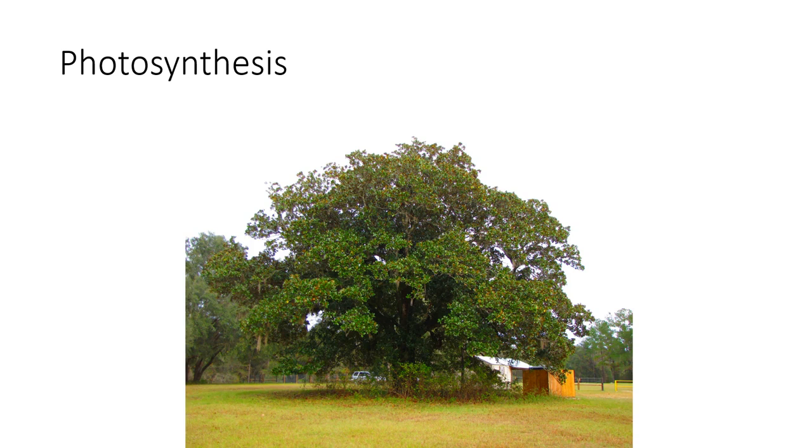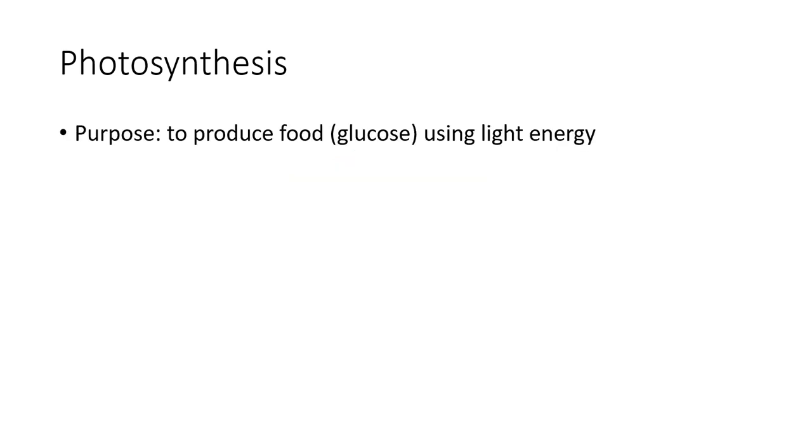All right, and then finally, that 8th chapter is all about photosynthesis. And a lot of people get bogged down in photosynthesis too because there are lots of reactions that cause photosynthesis to happen. Let's remember the purpose of photosynthesis, to produce food in the form of glucose using light energy.